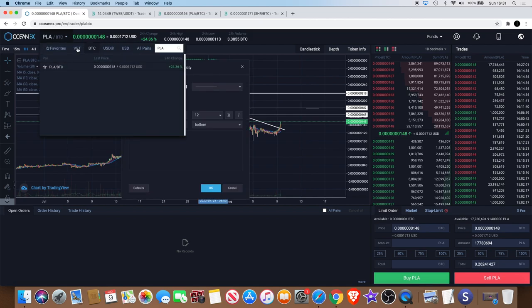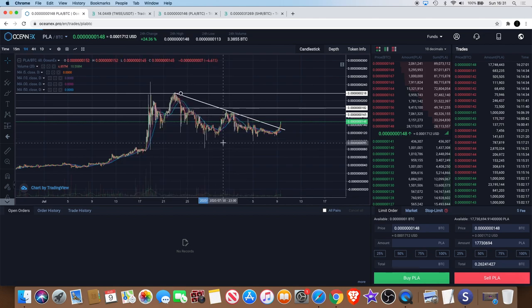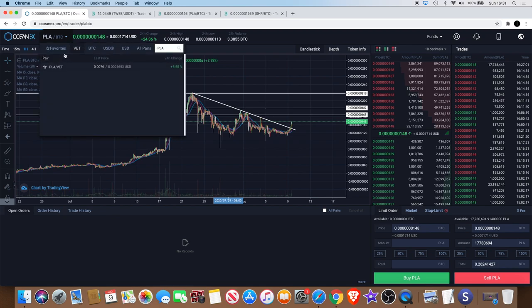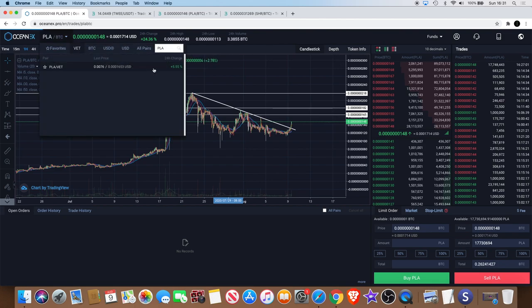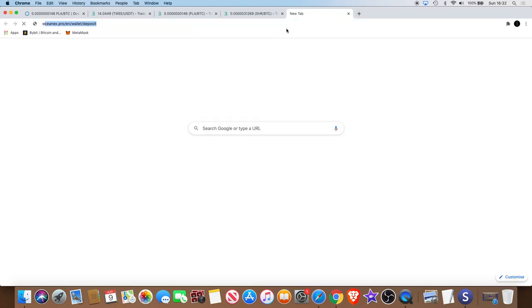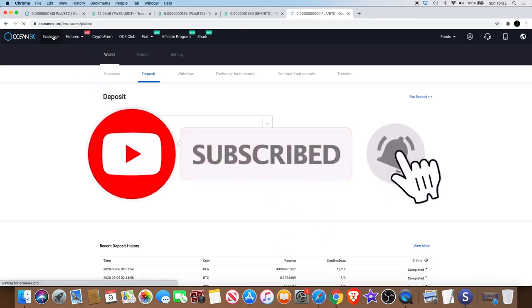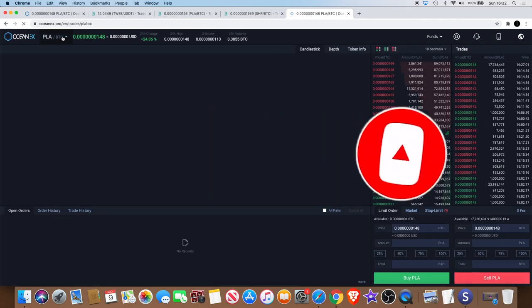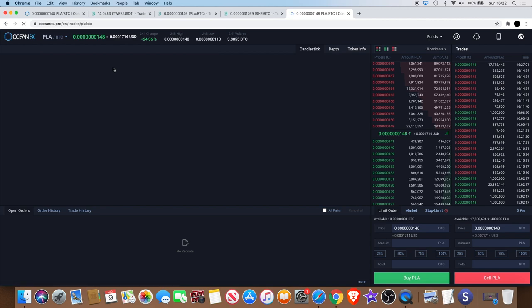Okay, we've got Plair. Bear with me. Alright, so we've got Plair VET. What's going on? Okay, it doesn't seem to be working out for me, guys. Let me just open another page and see if that makes a difference. PLA VET. Okay, I appear to be having some technical difficulties on the OceanX chart.